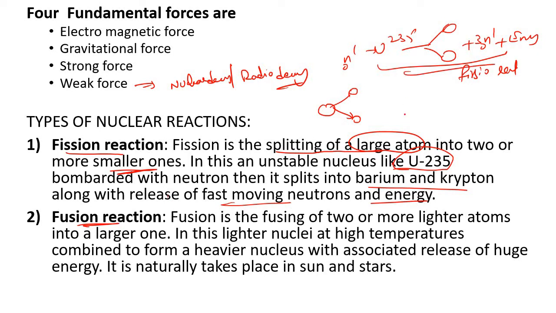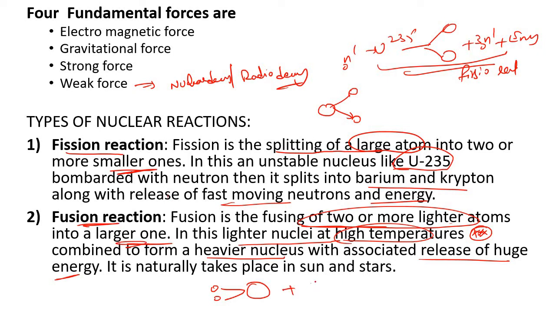Okay, we already discussed all these things in detail, and we'll say what is fusion reaction. Fusion is the fusing of two or more lighter atoms into a larger one. Small elements are merged into a larger one. This is very important: lighter nuclei at higher temperatures combine to form a heavier nucleus with associated release of huge energy. Means too much heat is generated. It is naturally taking place in suns and stars.